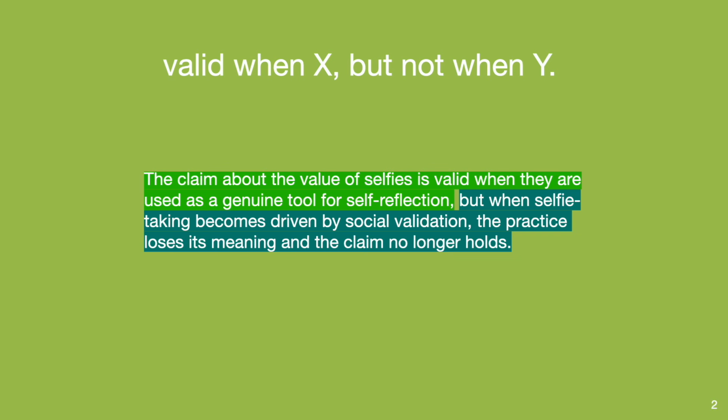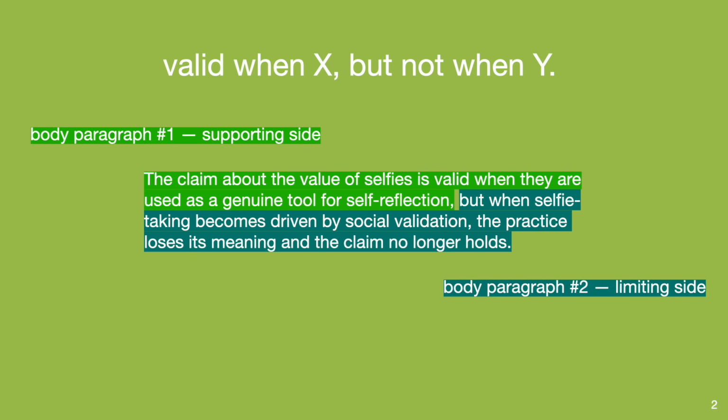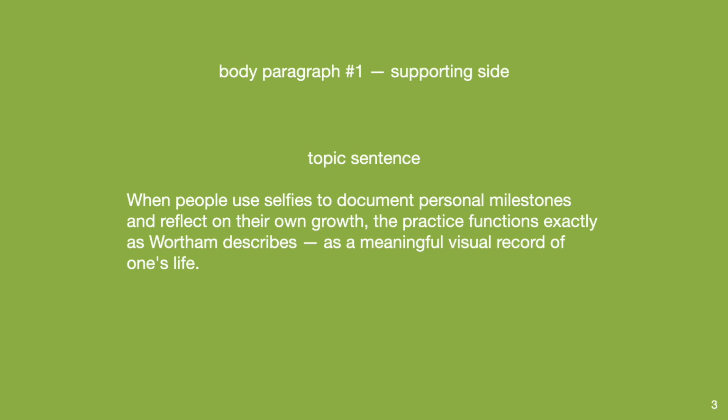For the valid when X but not when Y kind of thesis statement, you only need to write 2 body paragraphs, where in one paragraph you argue the supporting side and in the second you argue the limiting side. Let's build the first paragraph, the supporting side. Here's the topic sentence. When people use selfies to document personal milestones and reflect on their own growth, the practice functions exactly as Wortham describes, as a meaningful visual record of one's life.